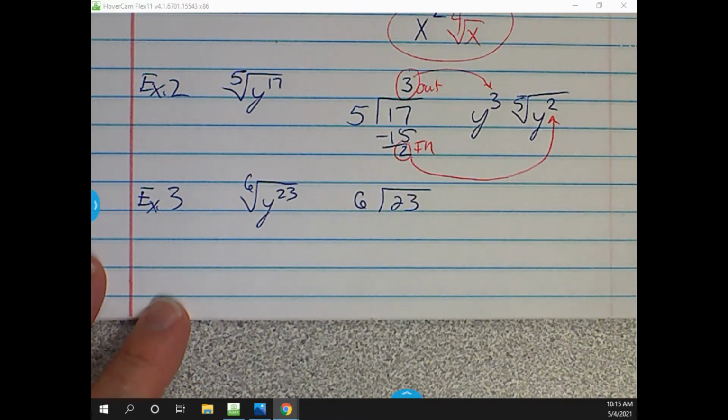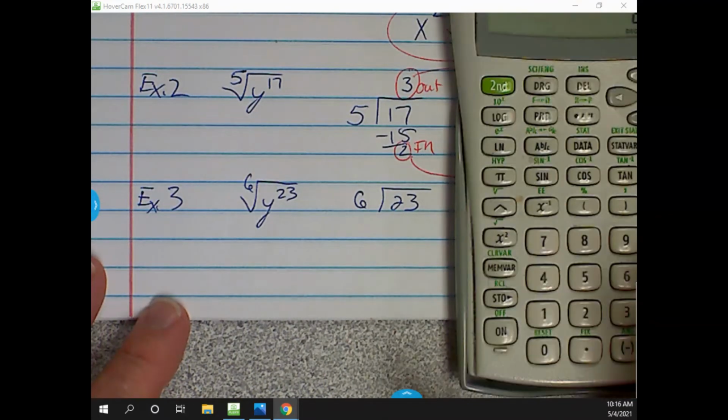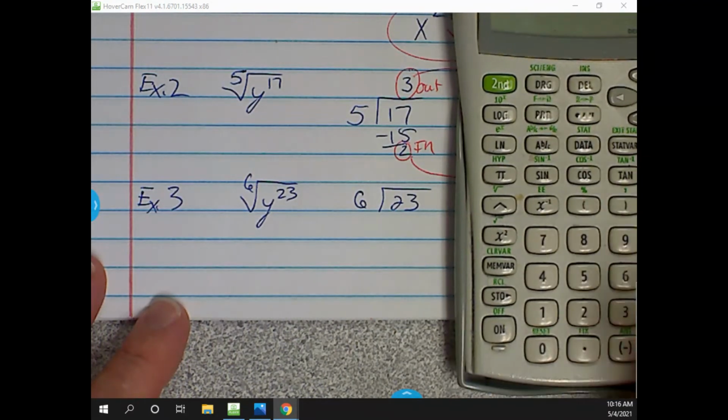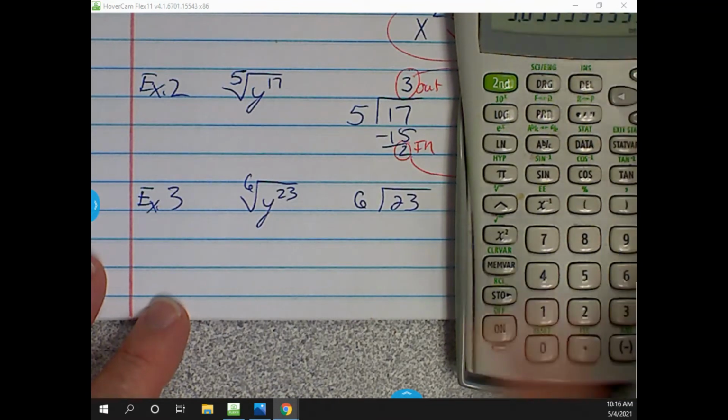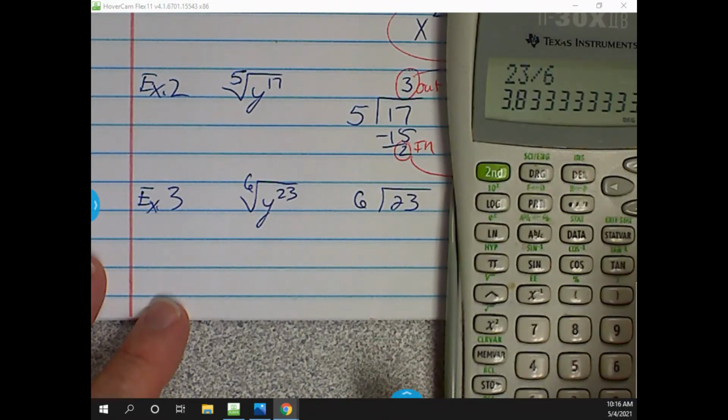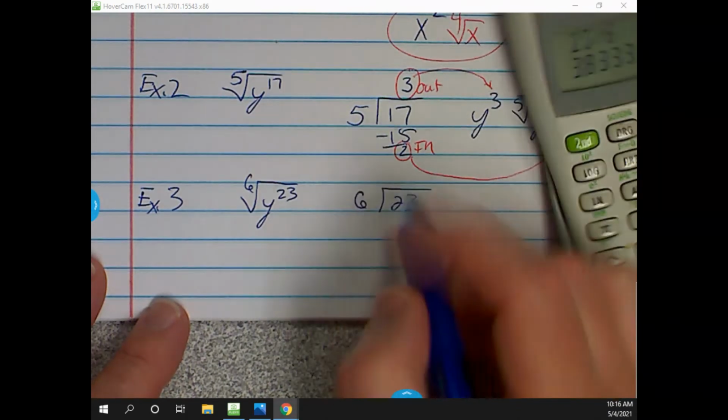And some people go, well, I'm not very good with my division and my numbers. And I'm like, okay, well then just take your calculator out. Take 23 and divide it by 6. At least it gives you the whole number. Oh, sorry, you can't see it there. It gives you the whole number to know what to do with it.